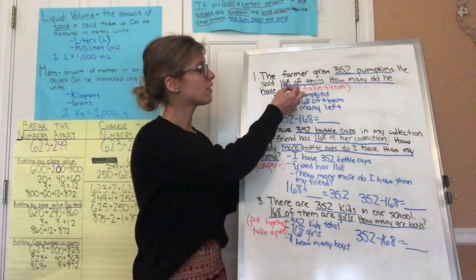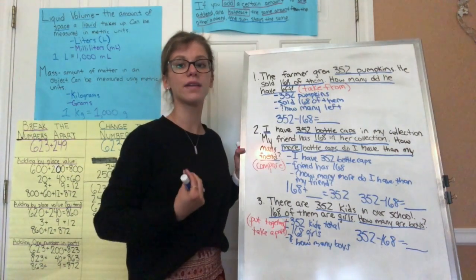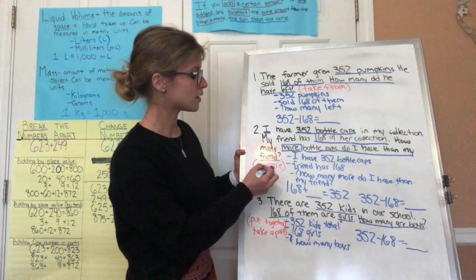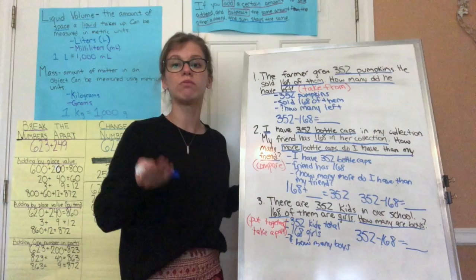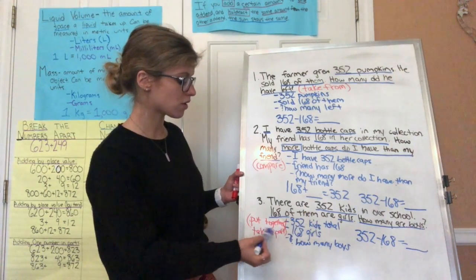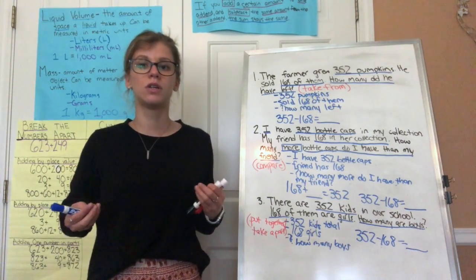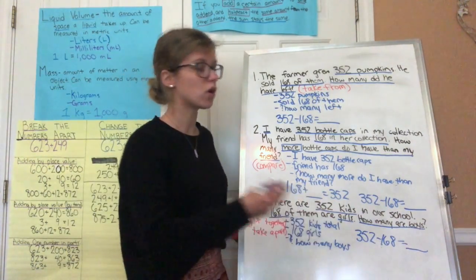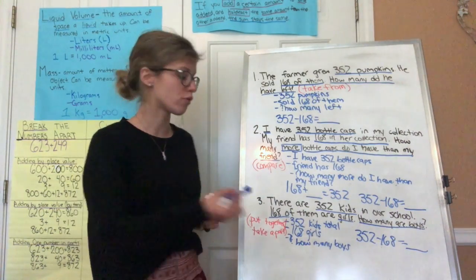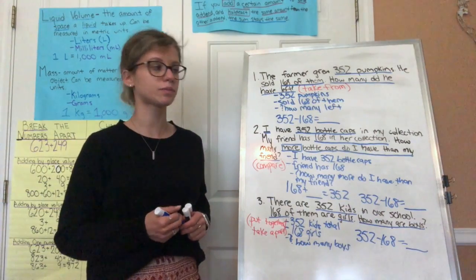So there's the take from equation, and that's when I'm taking away something. There's the comparing problem when I'm trying to figure out how much more or less. And then there's also the put together and take apart, and that's when I'm breaking up my total into two smaller categories. Like if I was to break up 352 kids into how many boys and how many girls.